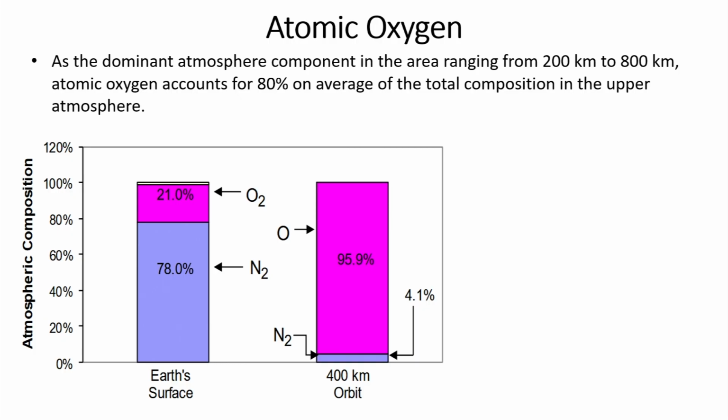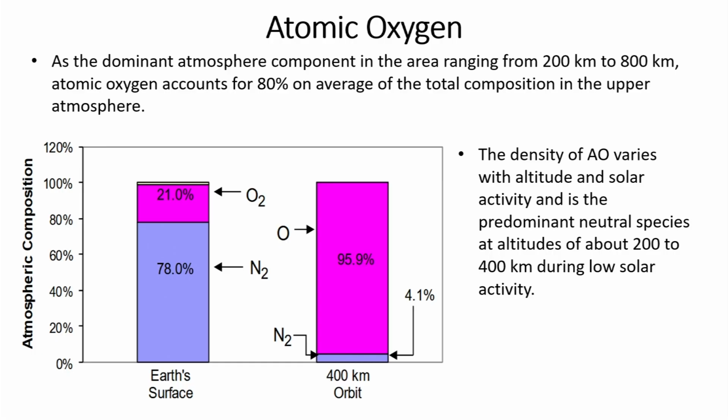But when you go to higher and higher altitudes, you can see that at 400 kilometers altitude, atomic oxygen is 95.9% of the constituents, whereas nitrogen is 4.1%. So, in the upper atmosphere, at 400 kilometers and above, it is the atomic oxygen, not oxygen molecules, that dominates. The density of the atomic oxygen varies with altitude and solar activity.